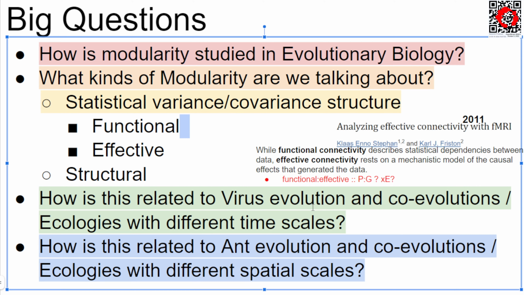How is this related to virus evolution and coevolution's ecologies with different timescales? Thanks, Dave, for the great question about how the virus life span and how different coevolutions occur when something is evolving a lot faster than the other. And then a related question is how it's all related to studying ant or eusocial evolution and coevolution, or studying different spatial scales.